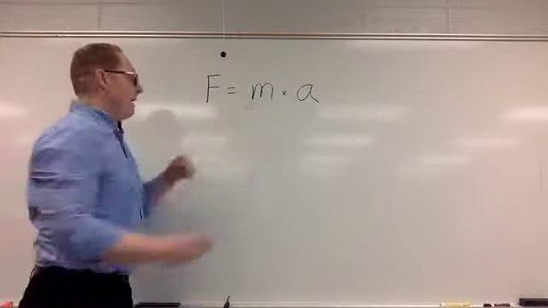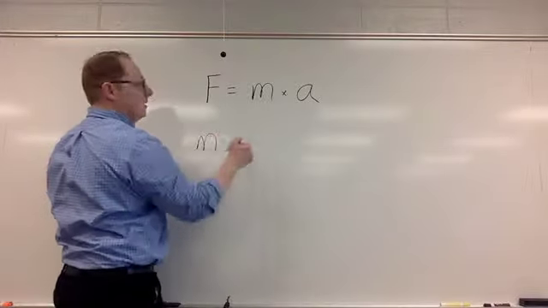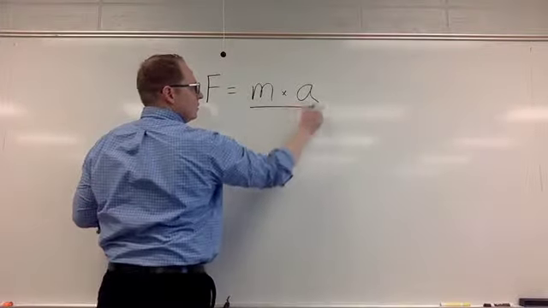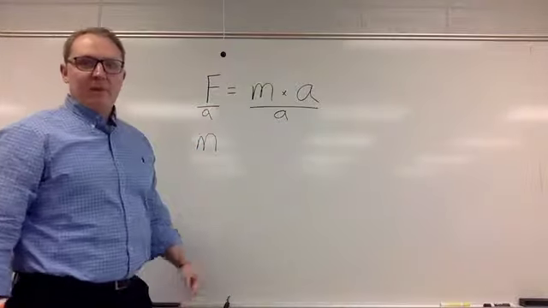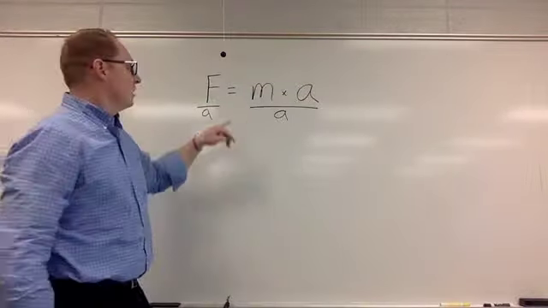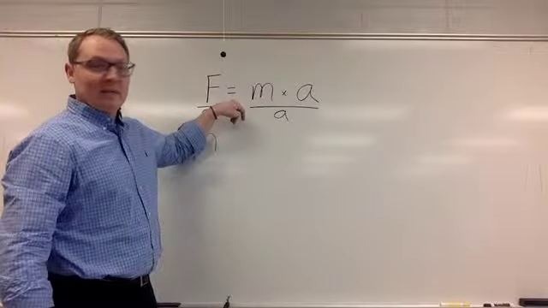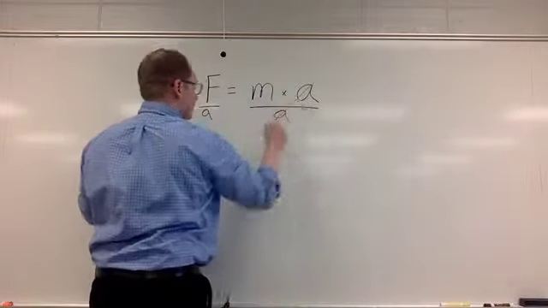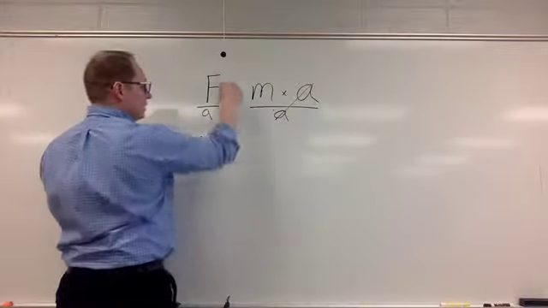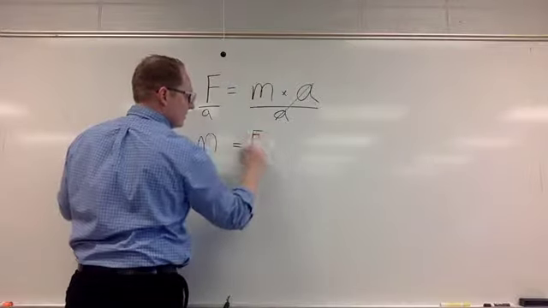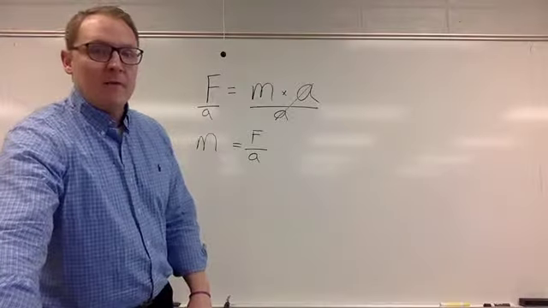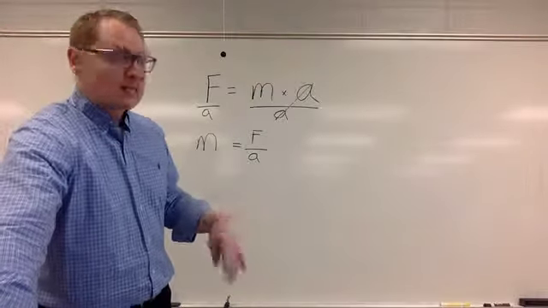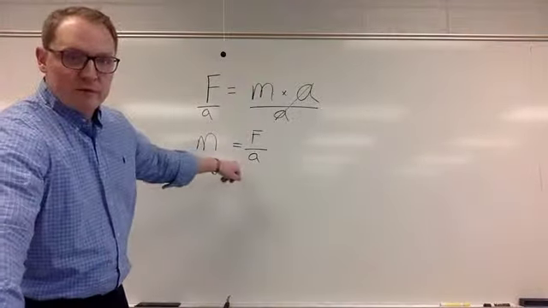If we want to solve for mass, then we have to use division to get acceleration out of there. We divide both sides of the equation by acceleration because we have an equal sign here. We have to keep it equal. This cancels, and so we have mass is equal to force divided by acceleration. Okay? So if you're doing a word problem and they're asking for mass, you'll use this version of the equation.